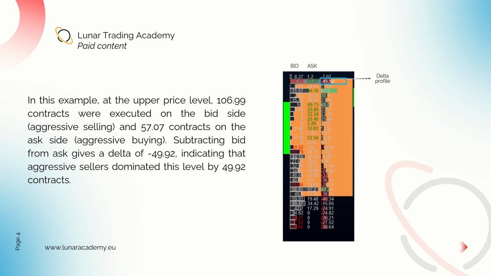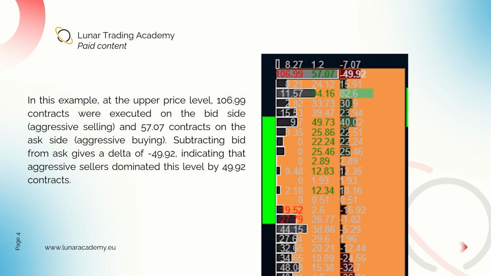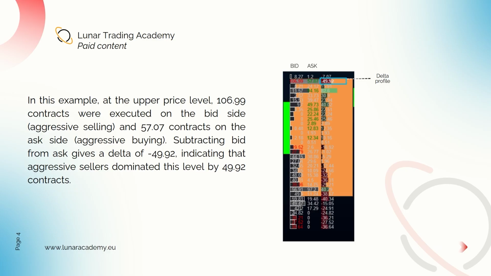For example, now you can see this footprint. At the upper price level, 106.99 contracts were executed on the bid side. That was aggressive selling. And 57.07 contracts on the ask side. That was aggressive buying. Subtracting bid from ask gives a delta of minus 49.92, indicating that aggressive sellers dominate this level by 49.92 contracts.